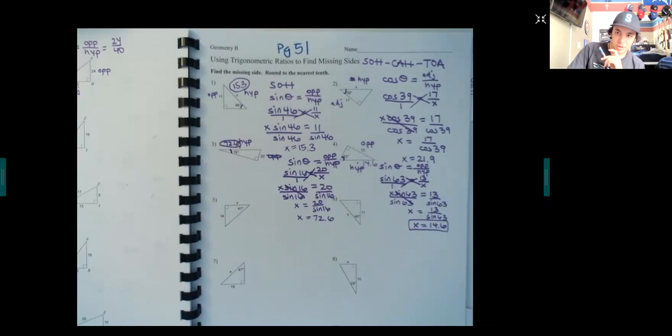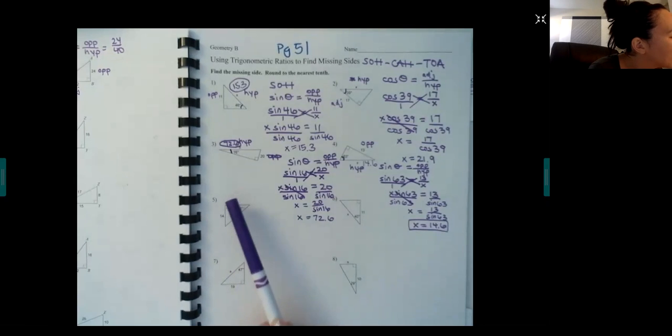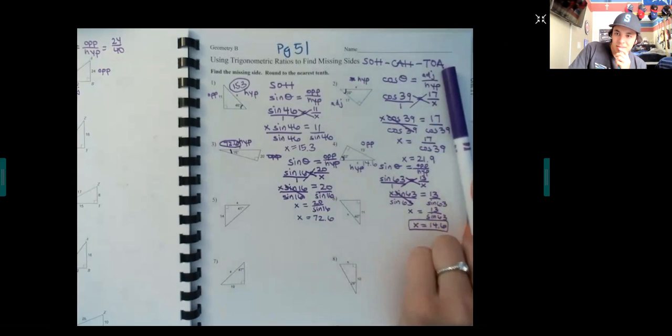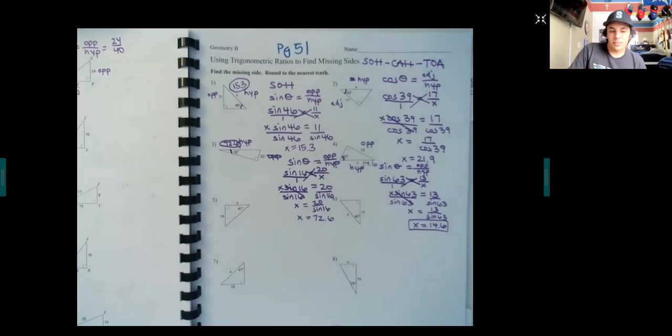For number 5, which one do I use? Which formula? Okay, it looks like they gave you the opposite, and then they want to know the adjacent side. So it would be the one we haven't used yet, which is tangent. Okay. Good luck with that one now, bro. I know. Of course, I get the new one.